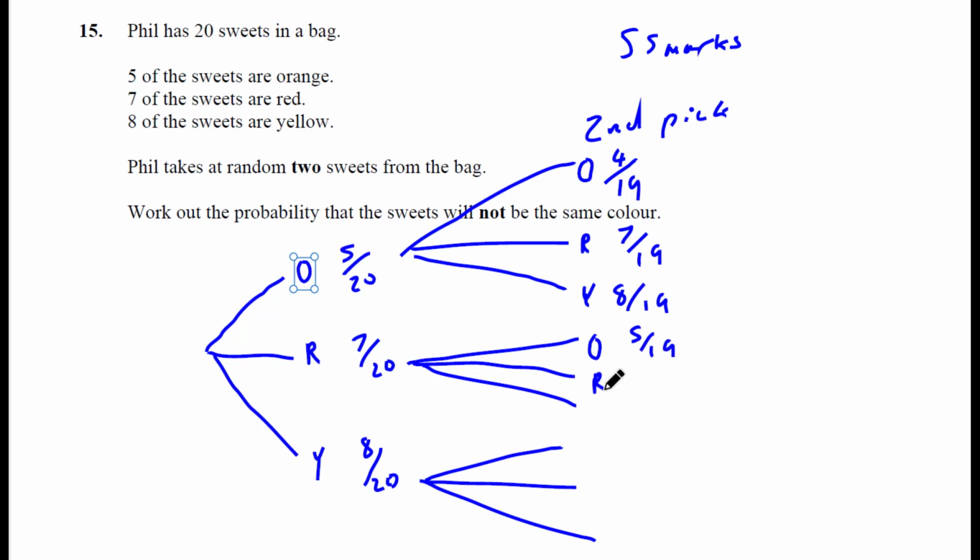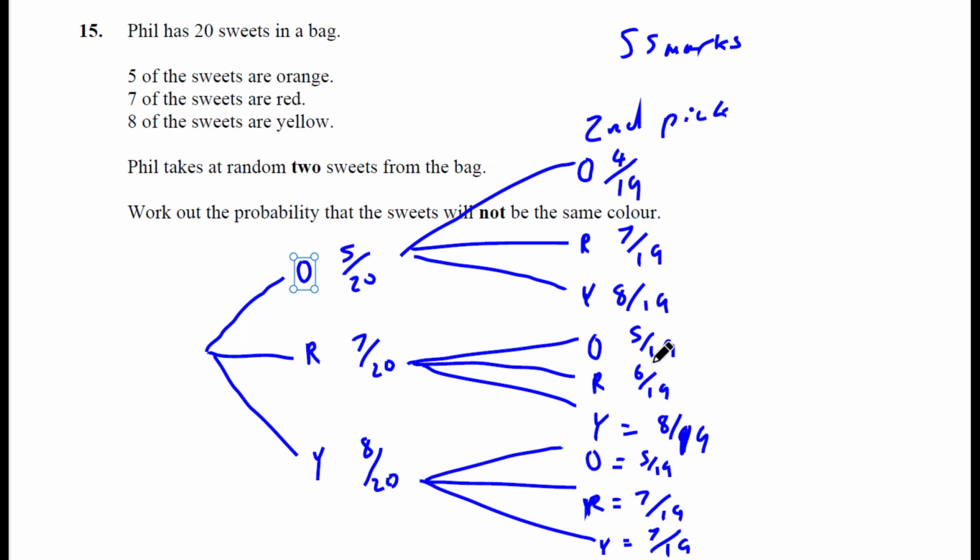And yellow, 8 out of 19. So orange is going to be 5 out of 19 here. Red is going to be 7 out of 19. And yellow again is going to be 7 out of 19 as a probability. Check that they all equal 1 for each branch. They do.